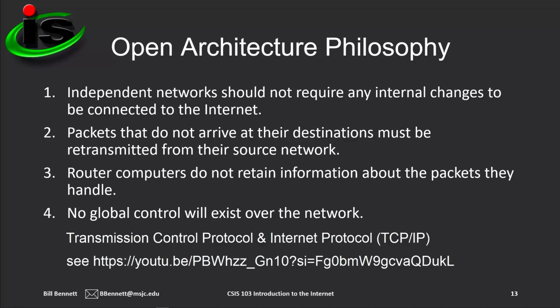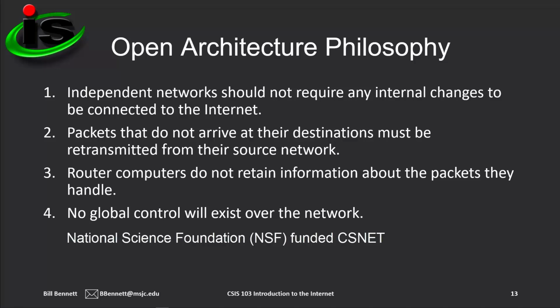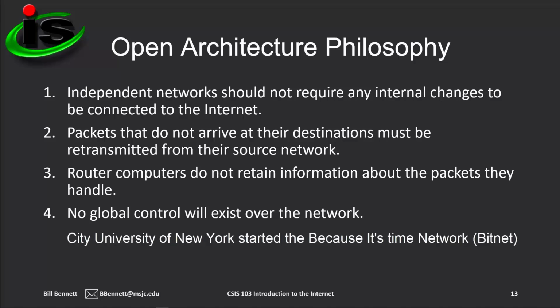A number of TCP/IP-based networks independent of the ARPANET were created in the late 1970s and early 1980s. The National Science Foundation, NSF, funded the Computer Science Network, CSNet, for educational and research institutions that did not have access to the ARPANET. The City University of New York started a network of IBM mainframes at universities called the Because It's Time Network, or BitNet.